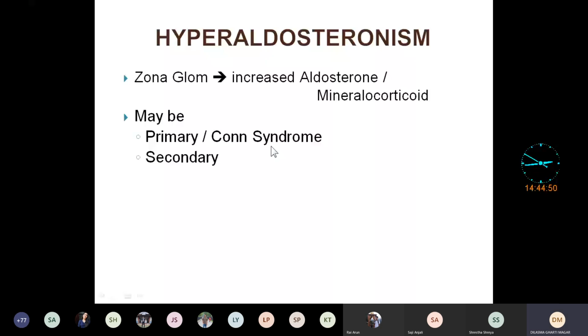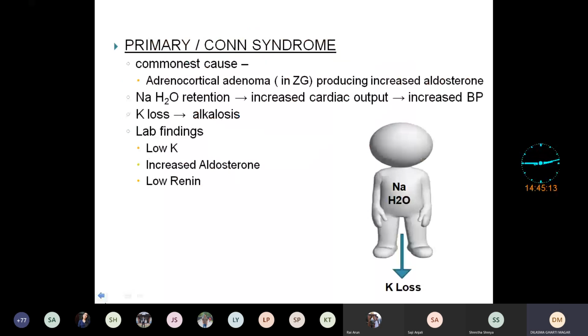So in hyperaldosteronism, aldosterone is produced by the zona glomerulosa, and there is increased aldosterone, the mineralocorticoid. It is of two types. One is the primary, also known as Conn syndrome, and another one is the secondary. Now we'll go to the primary one. In the previous slide I showed you this table. Primary secretion of aldosterone is the commonest cause, understood here.